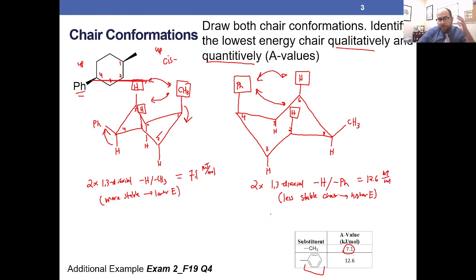So if I'm thinking about the relative energy difference between these two, all I'm going to do is take these two numbers and subtract them. So 12.6 minus 7.1 kilojoules per mole. So it's going to be 5.5 kilojoules per mole difference. So if I'm talking about the more stable, it is 5.5 kilojoules per mole less in energy, or the less stable is 5.5 kilojoules per mole higher in energy, or less stable.